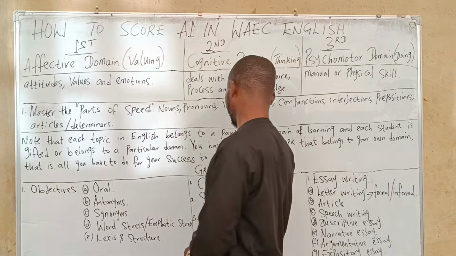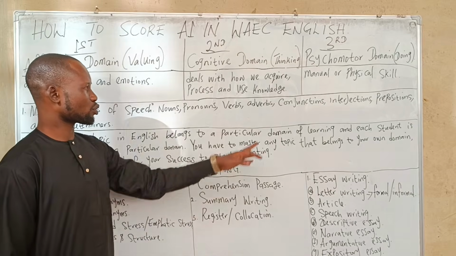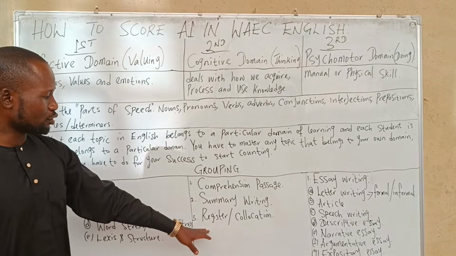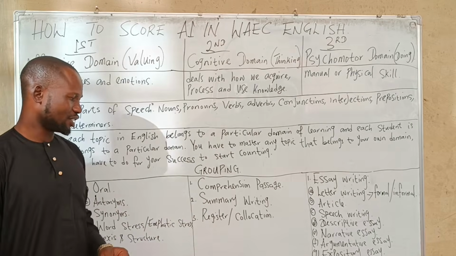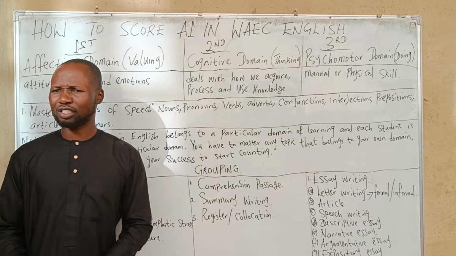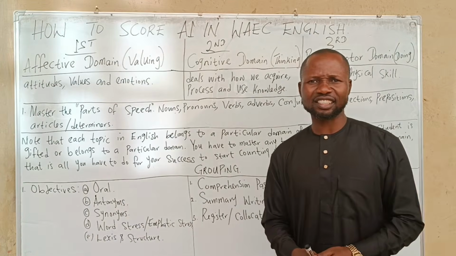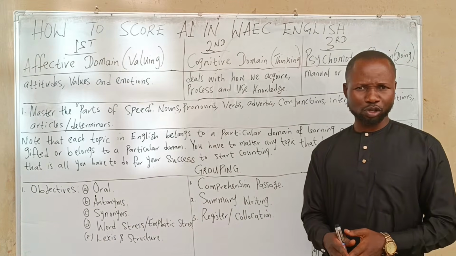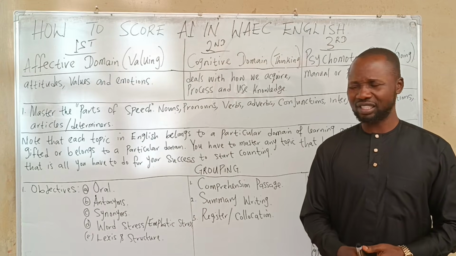Then the second one is what? Under this chart, cognitive domain, which is what? Thinking. Under cognitive domain, you get questions from what? Comprehension passage. Yes, in comprehension passage, what do we mean by comprehension? Comprehension simply means to understand. So we will be given a question from a comprehension passage.